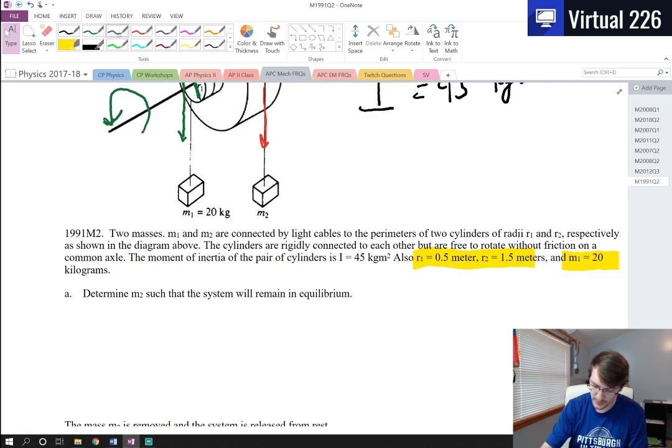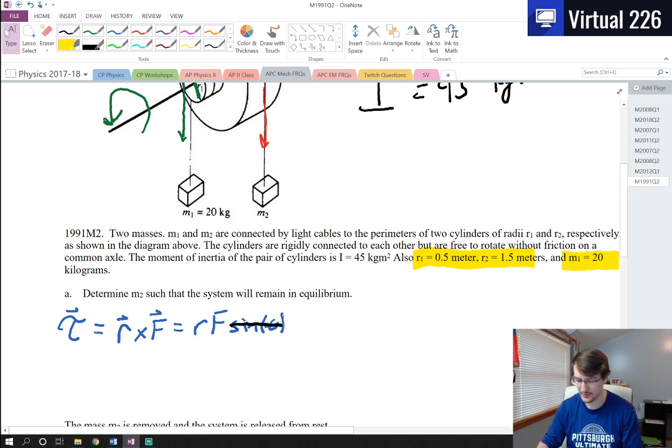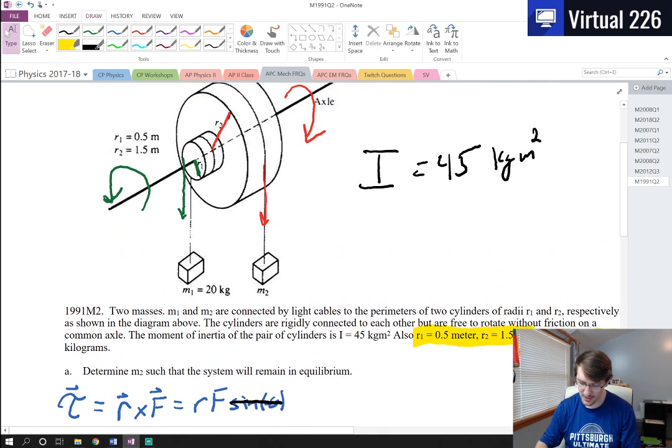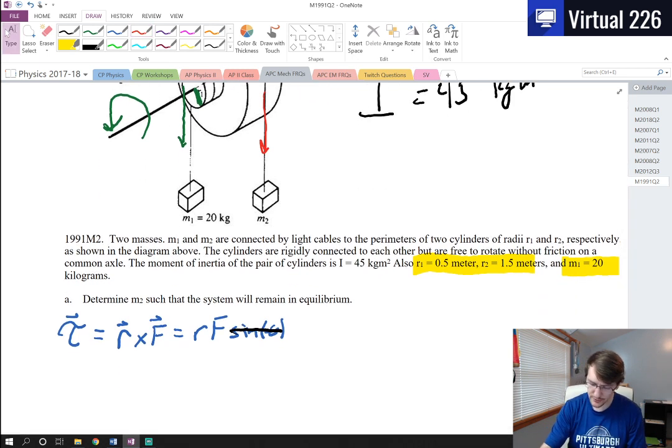Remember, a torque is a moment arm crossed with a force, which really means that this is RF sine of theta. In our case here, we're going to ignore the sine of theta because everything's acting at 90 degrees, which makes sine of theta 1. But our moment arms are different here. We've got a moment arm of 0.5 meters for R1 and a moment arm of 1.5, or 3 times as much, for R2.